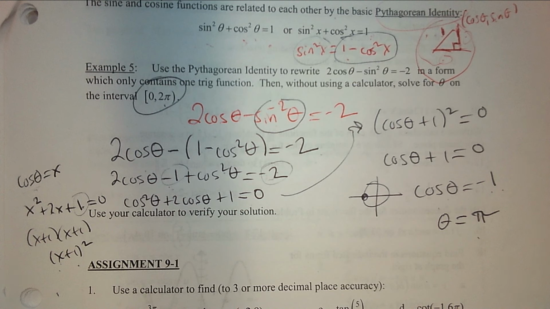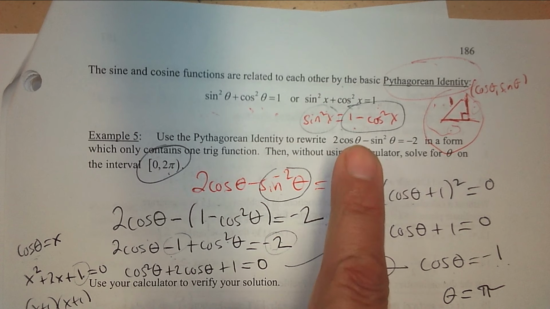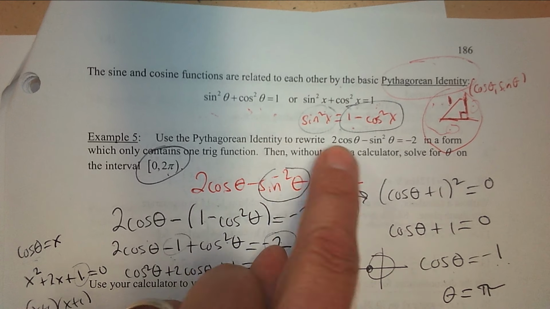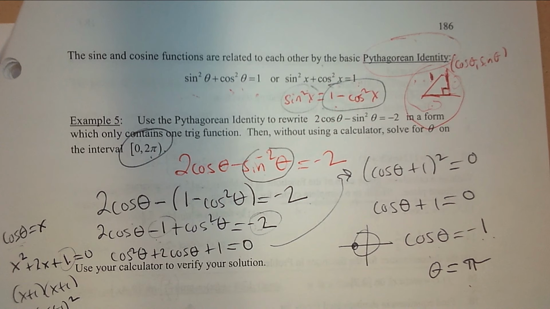They say use your calculator to verify your solution. That means go back to the beginning, where there's a theta, put in pi, and just type it in and see if it equals negative 2, and it does, to make sure it works. So you can try that.